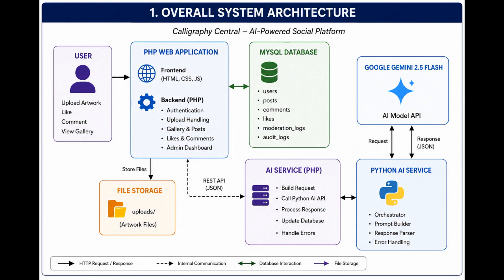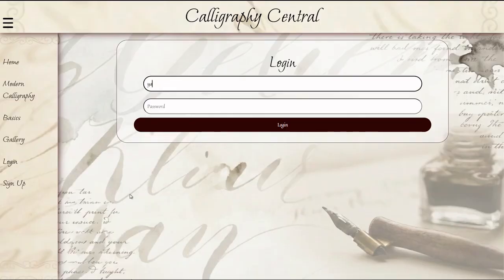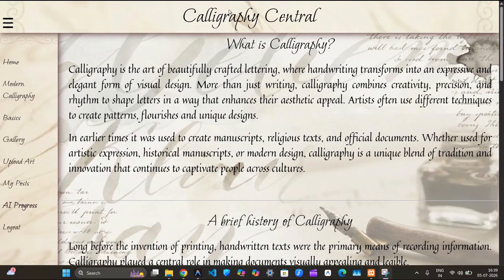To solve this, Calligraphy Central allows uncompressed 50 megabyte uploads to preserve pure artistic fidelity for both human users and multimodal models. As mapped out in our overall system architecture, the application decouples a traditional user-facing PHP backend from an independent, highly scalable Python AI runtime service powered by Gemini 2.5 Flash. Users authenticate securely before accessing their personal dashboards.